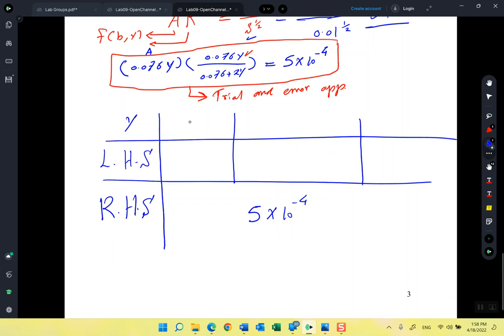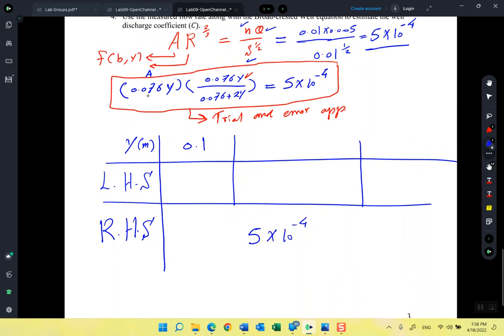So let's say that I have assumed y to be 0.1 meter, of course. Then after calculating the left-hand side that is represented by these two terms here, I found that it is equal to 4 multiplied by 10 to the power negative 4. So is my assumption correct? No, it's not correct. Why? Because the equilibrium is not achieved yet. The left-hand side does not equal the right-hand side. So what I have to do is to change my assumption.